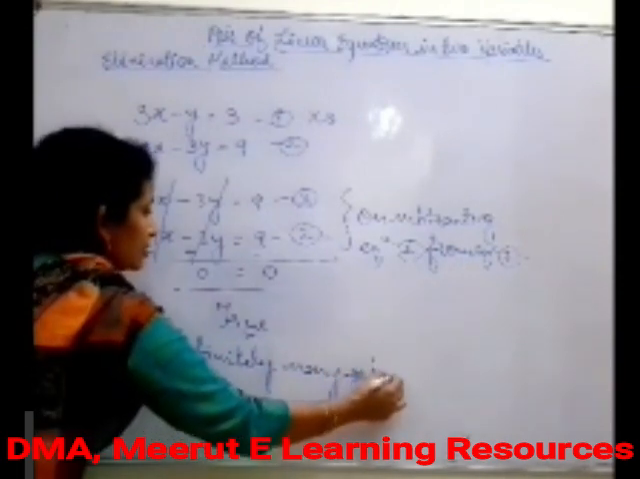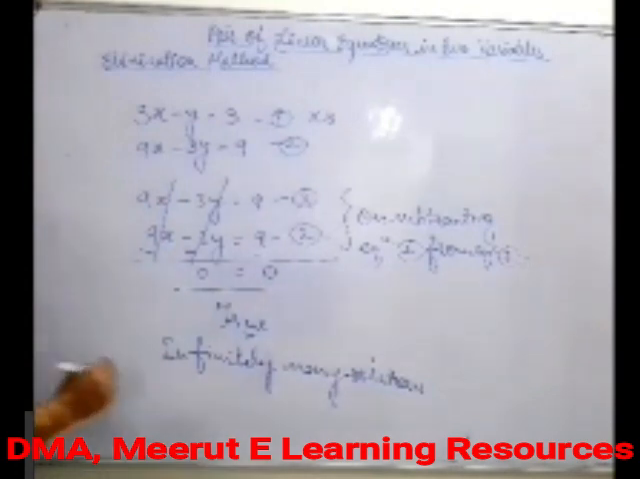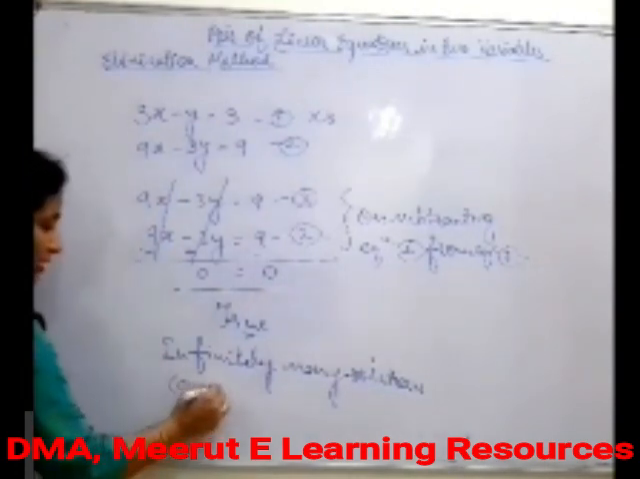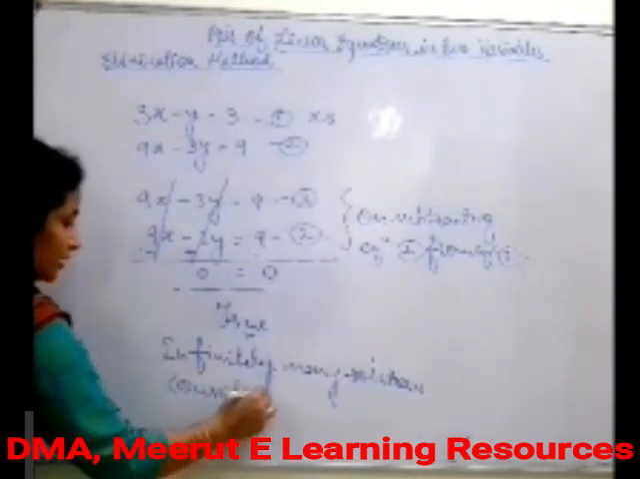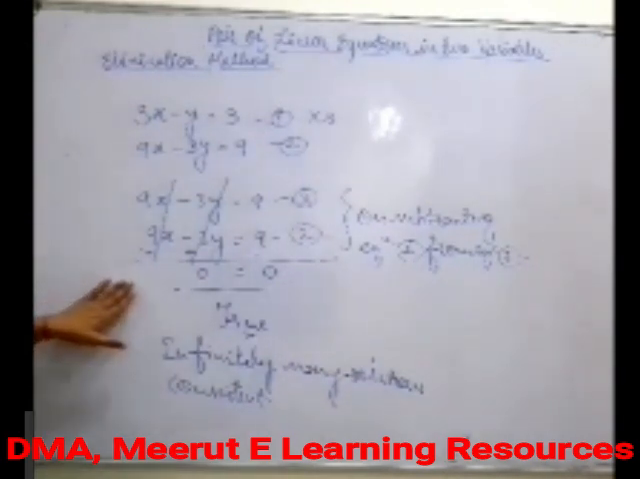This system is going to have infinitely many solutions, and so far it will be consistent. Okay. So this is the first case, when we are making the coefficients equal. Suppose we get such a situation, so what do we have to do?